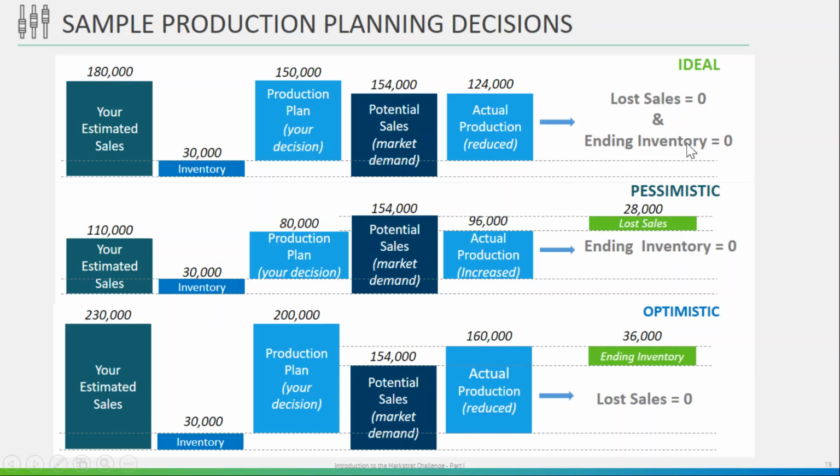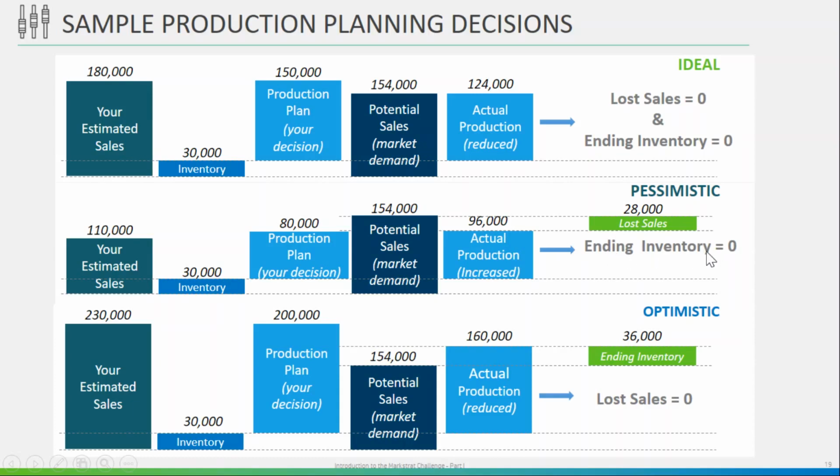Leftover inventory carries an inventory holding cost, so just keep that in mind. The second situation here, same demand of 154,000, you only ordered 110,000. I'm sorry, you estimated 110. Your inventory was 30,000, so you subtract that from this. You ordered 80,000. Your potential sales was 154,000. The production adjustment adjusted up 20%, but only allowed you to get to 96,000 units sold. So you ended up with 28,000 lost.